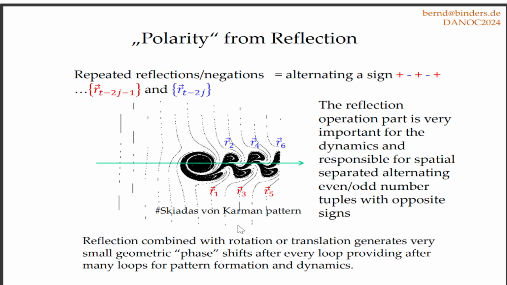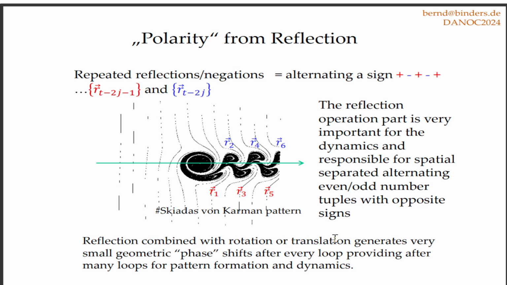Originally, I was inspired by Christos Skiadas showing some von Karman type patterns that emerge out of nowhere in a very simple 2D recurrent equation. And one part is a translation, say one step in this direction, and one part is a rotation up, rotating down, rotation, and this up and down is a reflection, or of course a rotation. And the reflection operation is very important for the dynamics and responsible for spatial separated alternating even odd number tuples with opposite signs. So the polarization is due to reflection mainly.